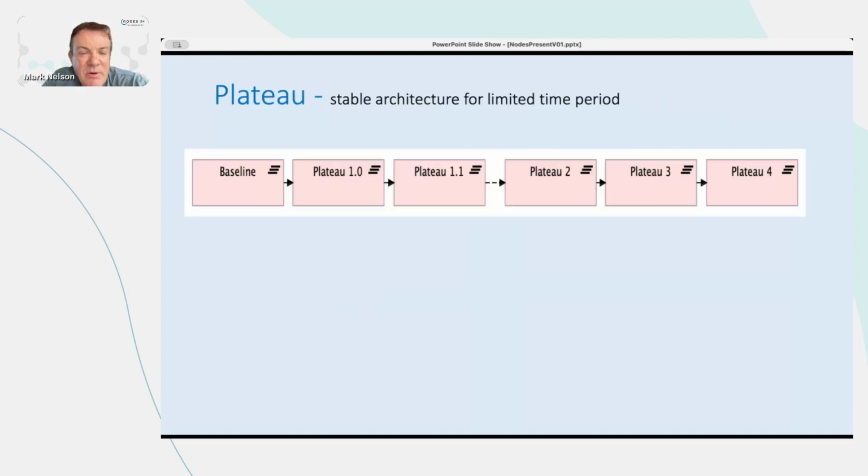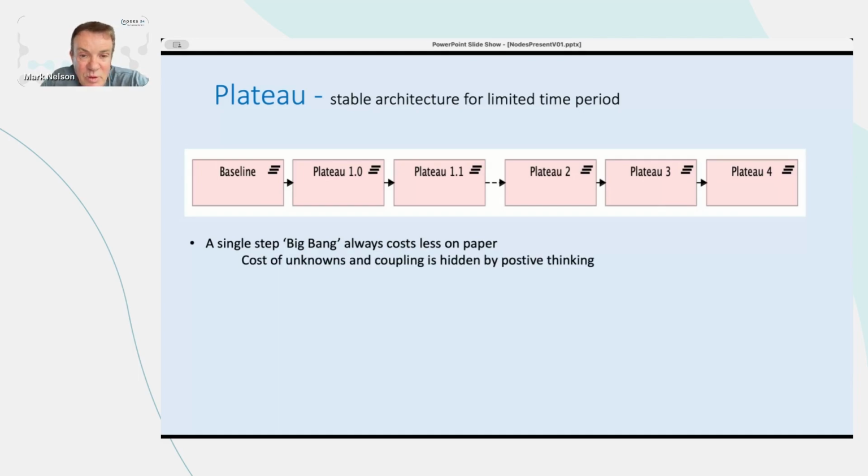Okay, go back to the plateau idea. Under ArchiMate the definition is a stable architecture for a limited period of time. We have in this picture, we're saying we're baseline and we want to get to plateau 4. Obviously getting to plateau 4 in one jump would look best on paper and would be the cheapest possible solution if you were to cost it as a project manager. The problem is it doesn't work.